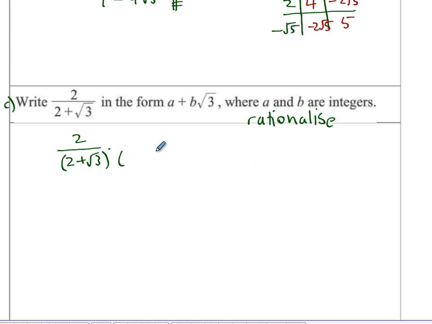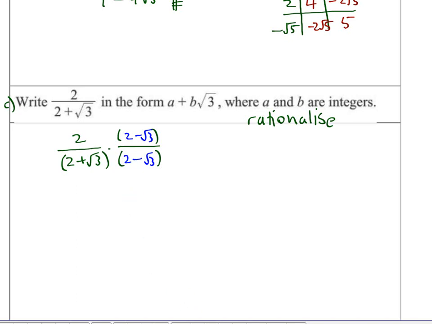Now to rationalize, you multiply the top and the bottom with 2 plus root 3, but instead of 2 plus root 3, you change the sign to 2 minus root 3. 2 minus root 3 is the conjugate of that. So if I have 5 plus root 3, then that's 5 minus root 3. If I have 2 plus root 5, then this must be 2 minus root 5. So the conjugate always has the same numbers, but with a negative in the middle.